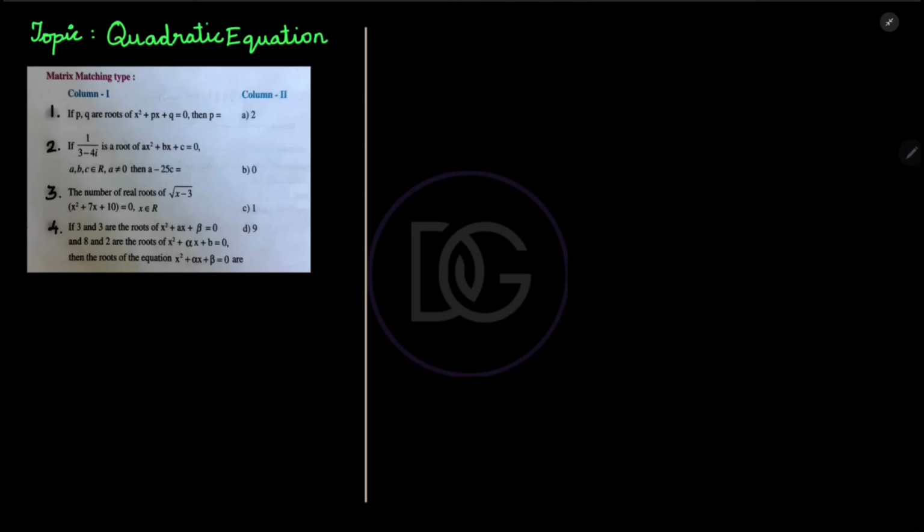Next question. The number of real roots of the equation root of (x minus 3) into (x square plus 7x plus 10) equal to 0, where x belongs to R. From the given equation, find out the number of real roots. So let the expression be f of x: root of (x minus 3) into (x square plus 7x plus 10) equal to 0.